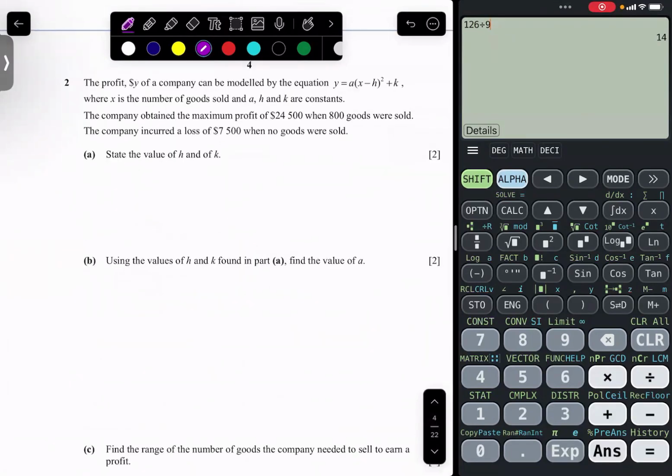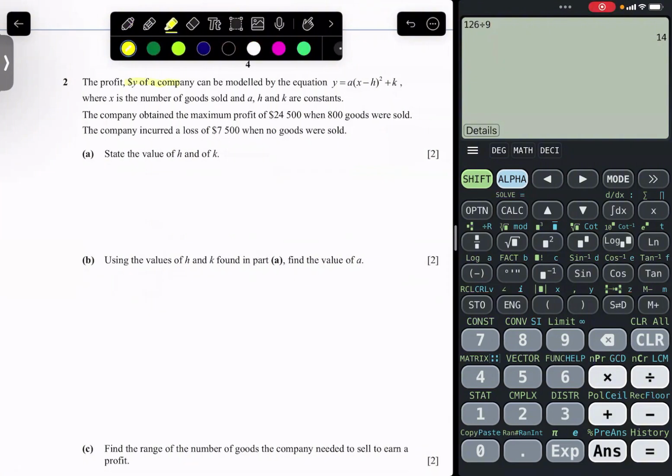Question 2. The profit y of a company can be modeled by the equation y equals a (x minus h) squared plus k, where x is the number of goods sold, and a, h, and k are constants. So y represents profit, x is the goods sold. The company obtained the maximum profit of 24,500 when 800 goods were sold.